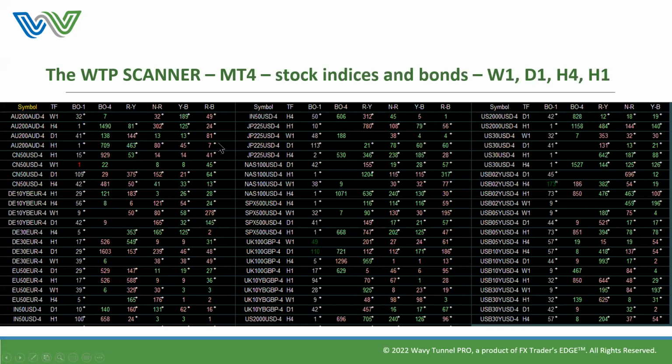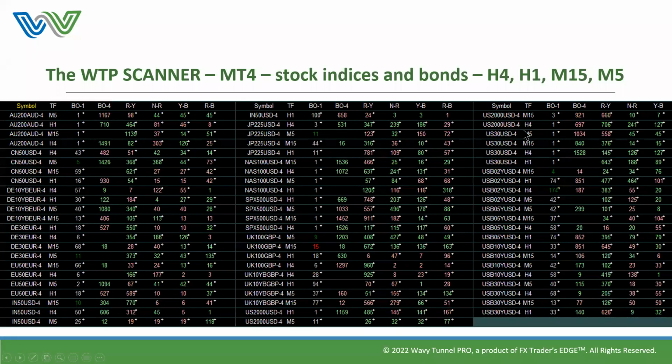I printed this out a while ago, just to show you that on an MT4 platform, you don't only get the Forex pairs. These are all stock indices and bonds, the weekly, the daily, the 4-hour, and the 1-hour. And our funding program allows you to trade really anything. So you can trade all of these indices. And if bonds is your thing, you can trade bonds in the funding program, it's an MT4 platform.